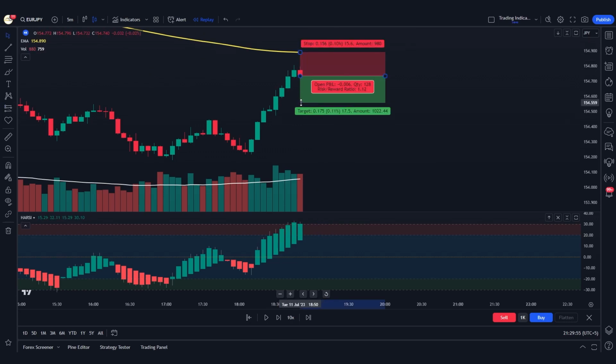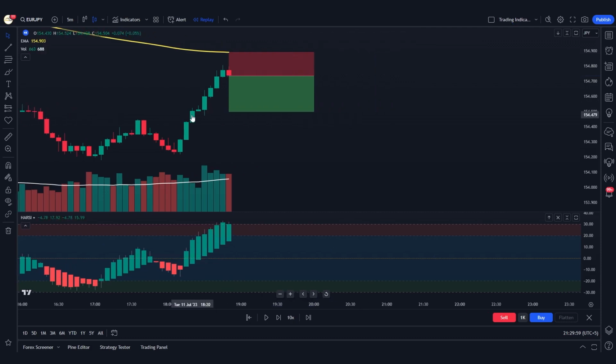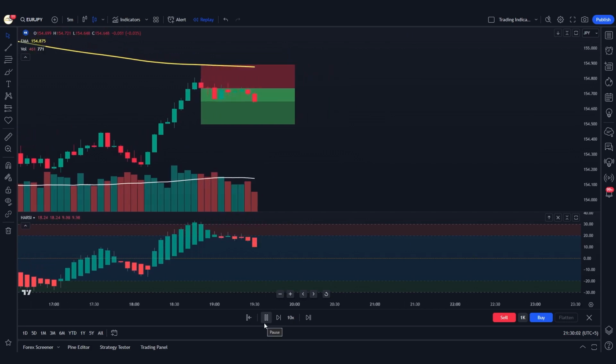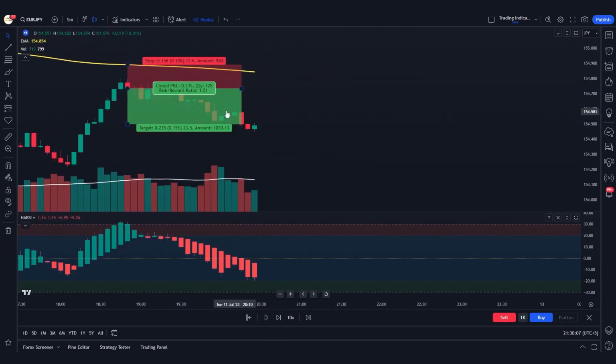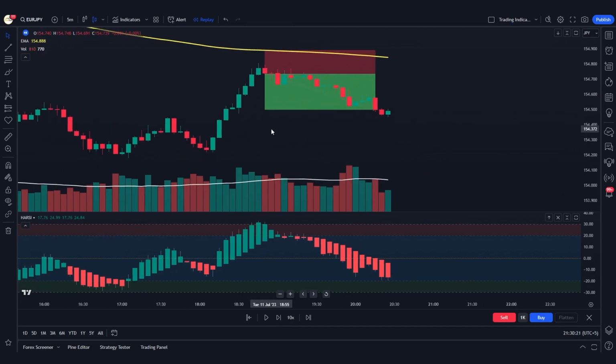And for our case, we'll be taking a 1.5 reward ratio trade, so we can go ahead and forward play the market and see how this trade goes. And as you can see, our trade take profit level has been hit, and for proper risk management, I would advise you to only risk 2% of your trading account.